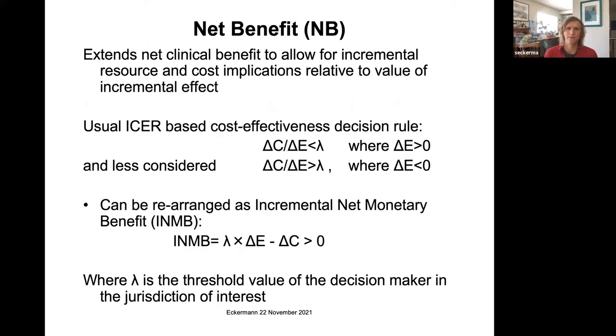So just to confirm what net benefit is, net benefit is a way of representing the net clinical benefit and the resource use and cost together. It really comes from a re-expression of the incremental cost effectiveness ratio as some threshold, and basically saying, well, if you're below some threshold lambda, then the incremental benefit is that threshold value times your incremental effects less your incremental costs, where that value is the value of incremental effect. And that incremental benefit statistic, importantly, has good statistical properties, whereas the incremental cost effectiveness ratio doesn't.